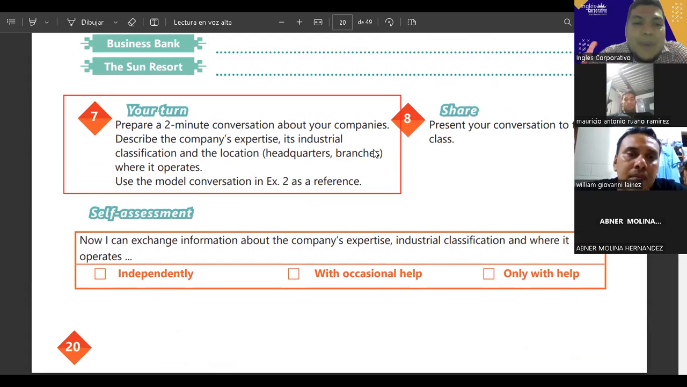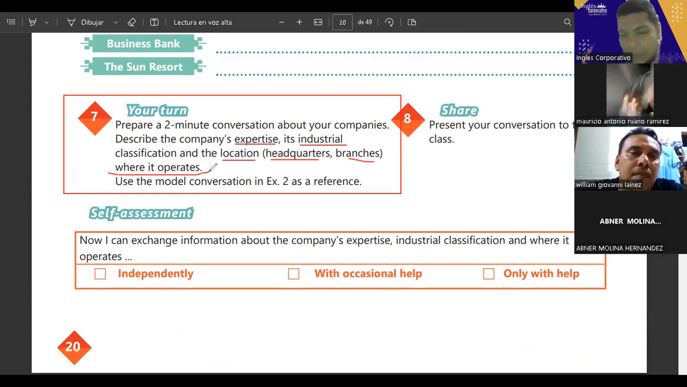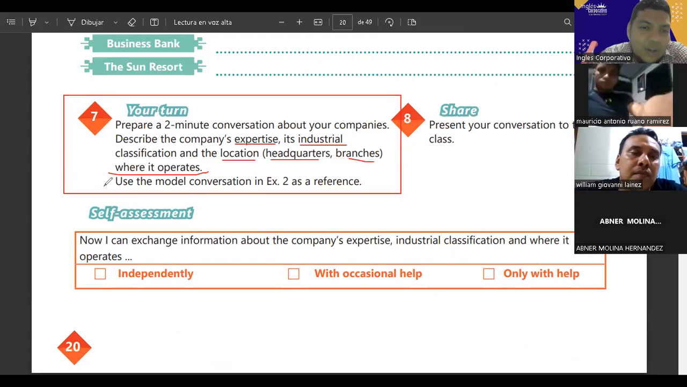No se les olvide también, algo que es super important, no solamente a qué se dedica la company y a qué industria pertenece, sino también hablar de la ubicación, location, right? ¿Dónde está el headquarters? Si hay branches y dónde opera. Y opera en El Salvador, en Santa Ana, en Sonsonate, in the country, etc.